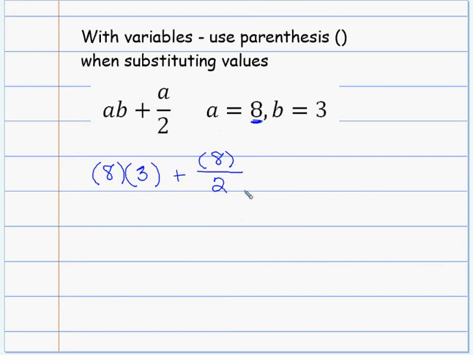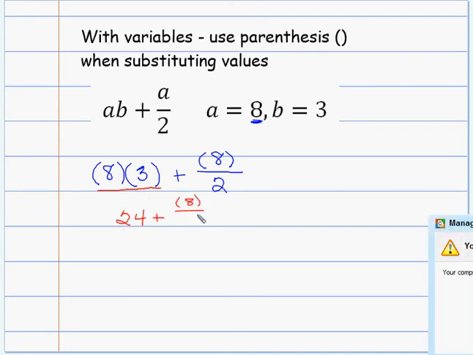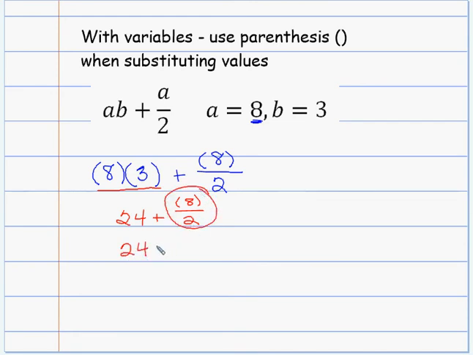Okay, so now we have multiplication, addition, and division. So if you can remember our order of operations, we do multiplication and division before we do addition. And we do them from left to right. So whatever this is, we would do first. So 8 times 3 is 24, plus 8 divided by 2. So 24 plus, we have to do this division. 8 divided by 2 is 4, and 24 plus 4 is 28.